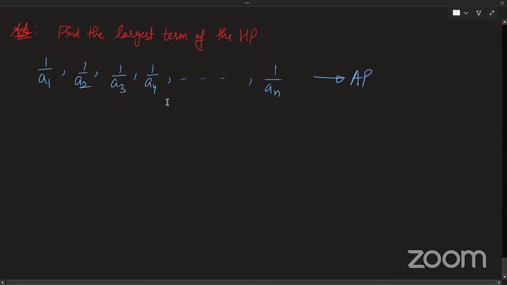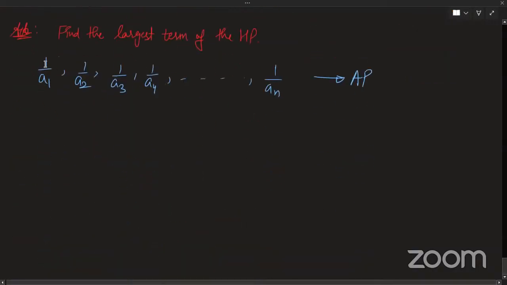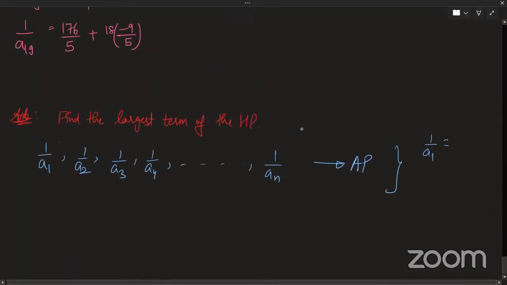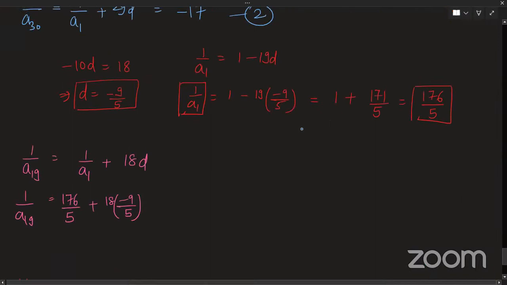Okay. See, I did not check the value. You can do the calculation on your own. So see, what is happening is 1 by A1, 1 by A2, 1 by A3, so on till 1 by AN. These are in AP. I know the value of 1 by A1 and I know the common difference. 1 by A1 is 176 by 5. And I know that the common difference is minus 9 by 5.